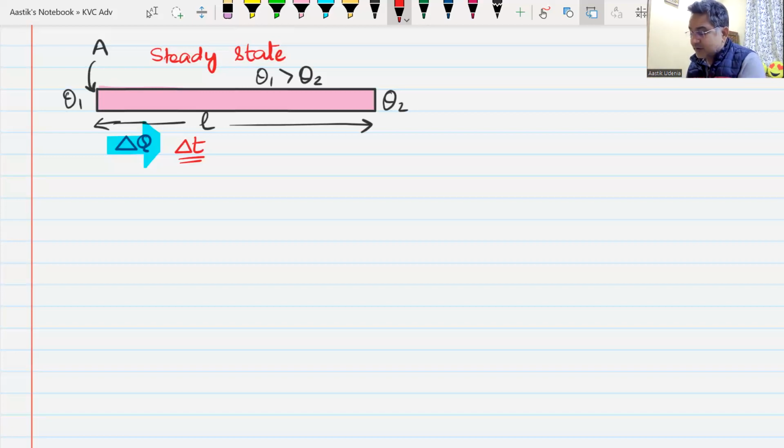On what all factors will this delta Q depend? Delta Q will be proportional to what? The amount of heat that flows from section 1 to section 2 will be proportional to what? It will depend on temperature, or temperature difference.